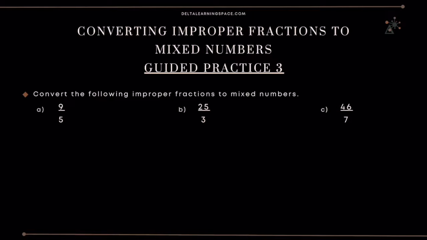If we can go from mixed to improper, we also would like to be comfortable going from improper to mixed. So here we are going to convert the following improper fractions to mixed numbers. We will first take a look at A, 9/5. And so remember when we were talking about what are fractions, this line here will represent division. So we can view this like 9 divided by 5. Our numerator 9 will go on the inside, while our denominator 5 will go on the outside of our long division.